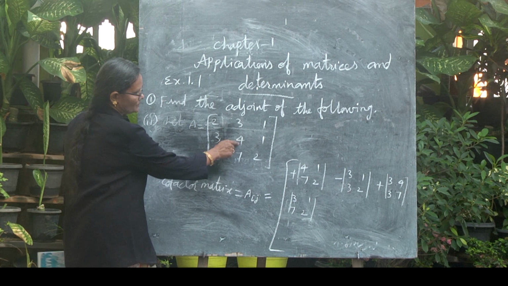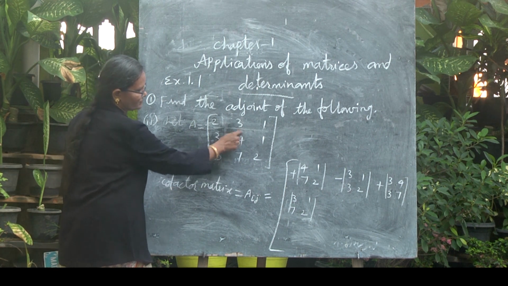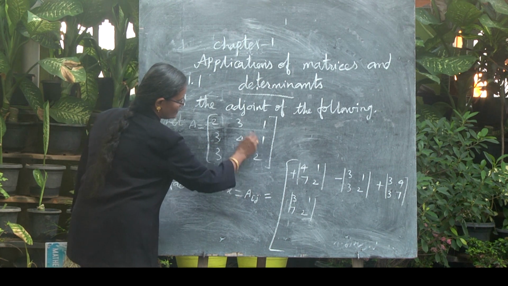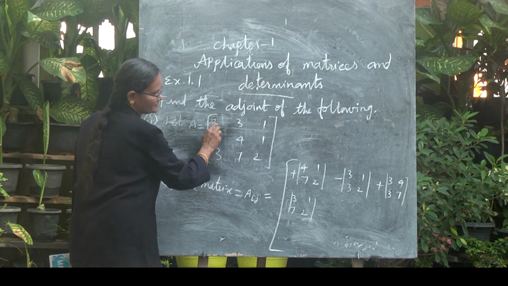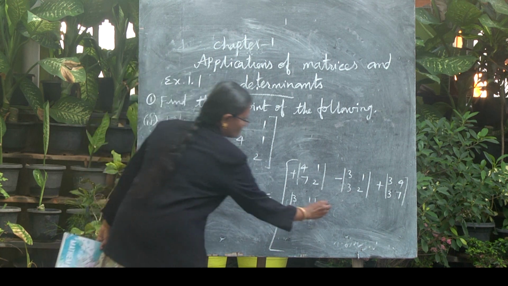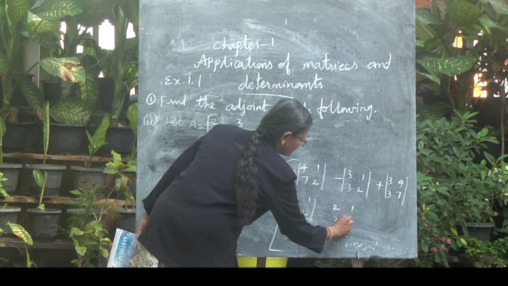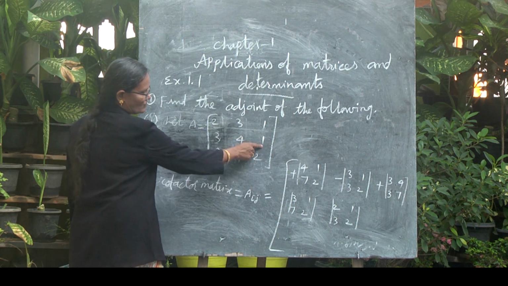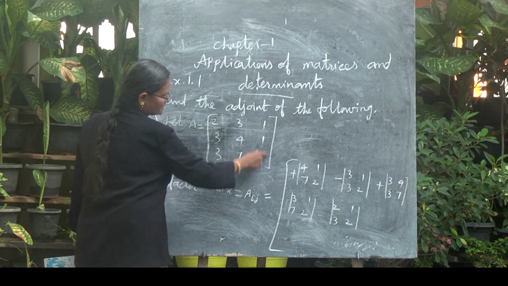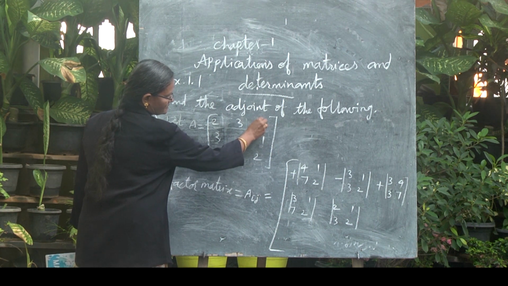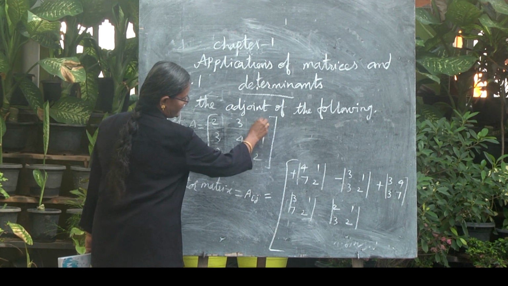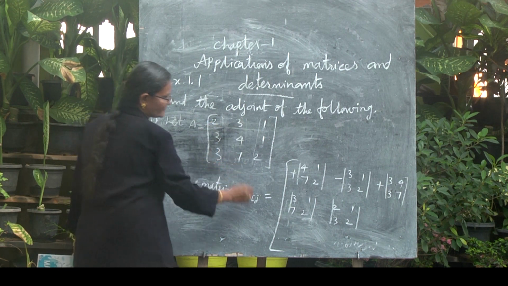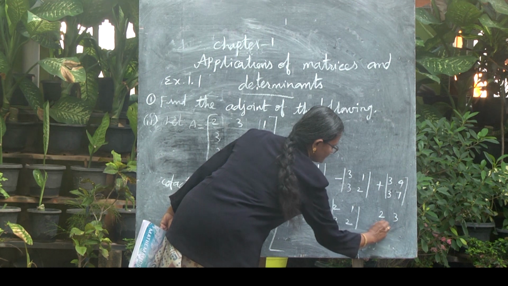Next one, the element 4 is in second row, second column. Leave that second row and second column. What are the remaining elements? 2, 1, 3, 2. Next one, the position of 1 is second row, third column. Ignore that second row and third column. What are the remaining elements here? 2, 3, 3, 7.